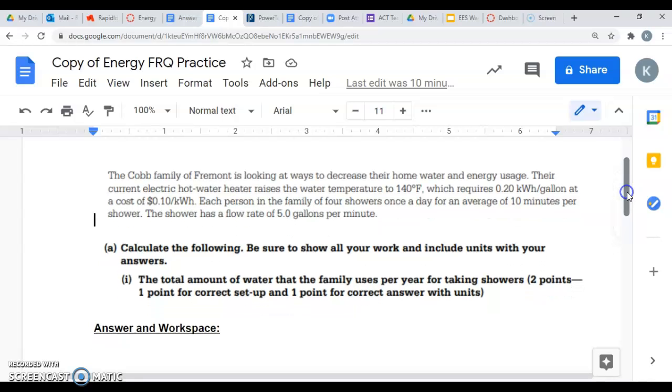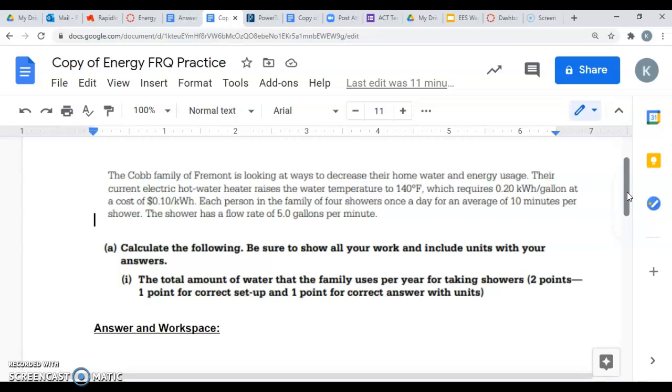So this one comes from a released FRQ, which is why I've provided the answer key anyway, because this is already out on the internet. It says the Cobb family of Fremont is looking at ways to decrease their home water and energy usage. Their current electric hot water heater raises the water temperature to 140 degrees Fahrenheit, which requires 0.20 kilowatt hours per gallon at a cost of 10 cents per kilowatt hour. Each person in the family of 4 showers once a day for an average of 10 minutes per shower. The shower has a flow rate of 5 gallons per minute. So we need to calculate the total amount of water that the family uses per year for taking showers.